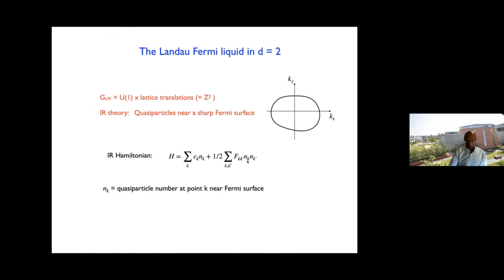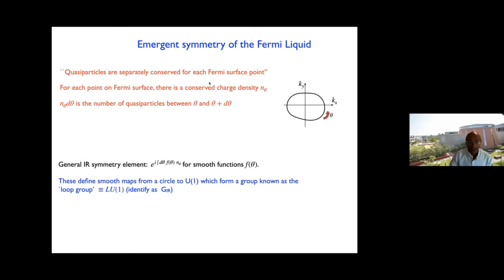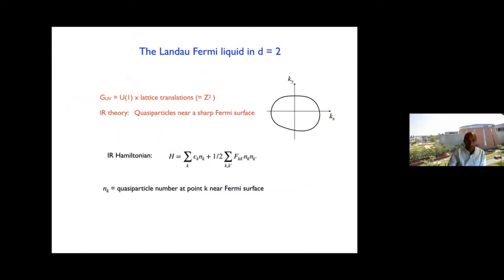Okay, so the crucial point is that it's expressed in terms of N_ks, which are the quasi-particle numbers associated with each point k of the Fermi surface. Okay, so let's ask about the emergent symmetry of the Fermi liquid. Now, colloquially, one is tempted to say that quasi-particles are separately conserved for each Fermi surface point, much like in one space dimension, electrons are separately conserved for each of the two Fermi points. And this is indeed true. For instance, if you go back to this equation, the Hamiltonian seems to conserve N_k. The number N_k is conserved by this Hamiltonian, right?